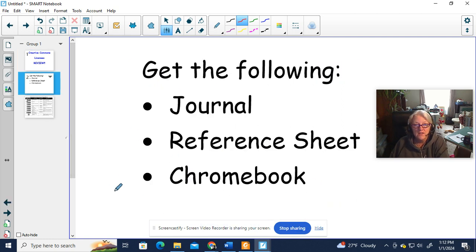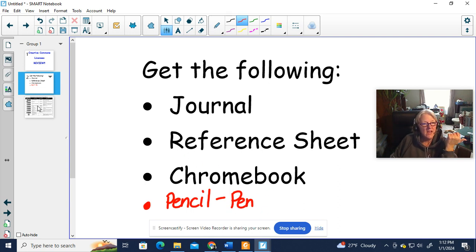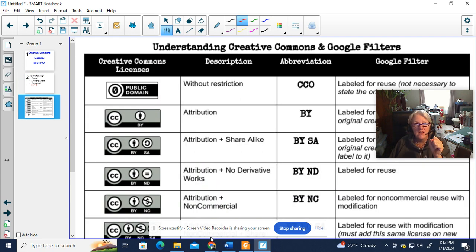So here's what you need. Get your journal. Get the reference sheet that I'll show you in a moment. Make sure you have your Chromebook. And I forgot to put on here something to write with, so put pencil or pen. Okay, pause the video so you can make sure that you've got all these things ready and raring to go. And this is the worksheet that I am talking about, or this reference sheet.